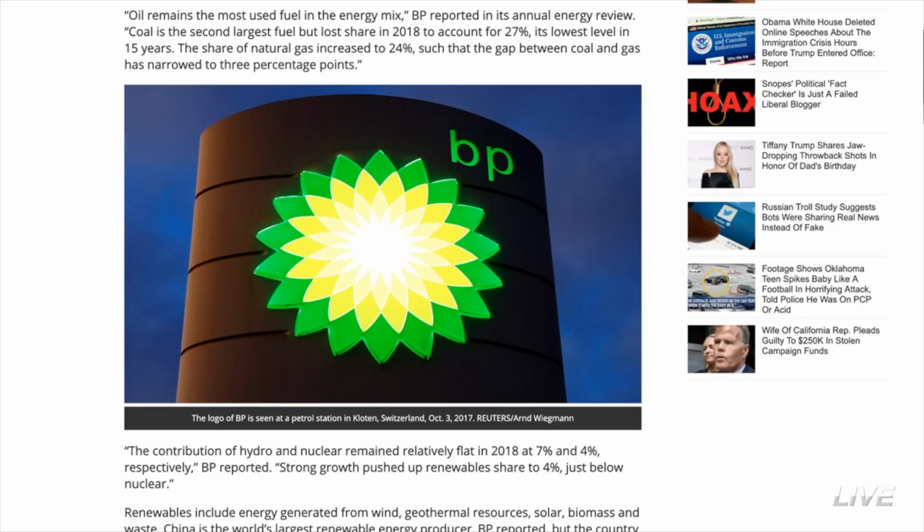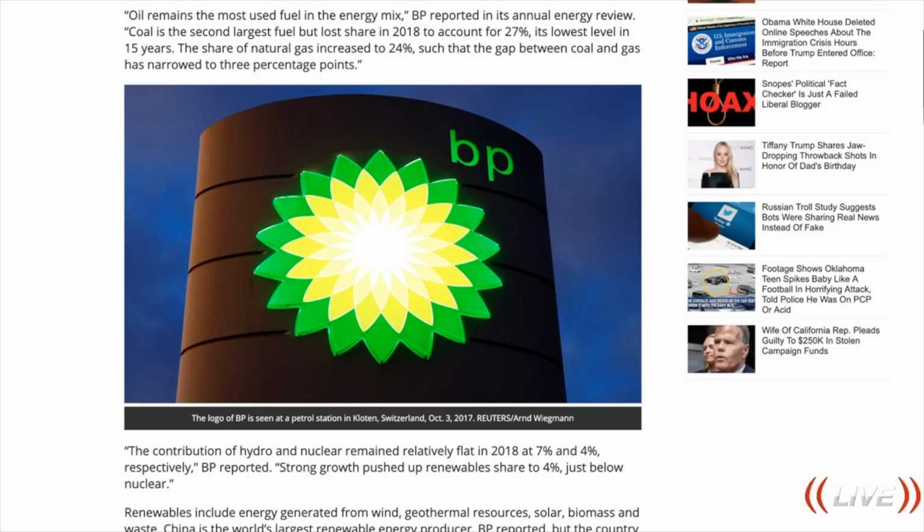So BP is coming out with a study that says that man's coal output was 27%, its lowest level in 15 years. Think about that. And we all know that the parts per million is at 415. It was lower in 2006. It was lower in 2016. Carbon emissions are going up in the atmosphere at 415 parts per million, but yet BP says that we are burning less coal.